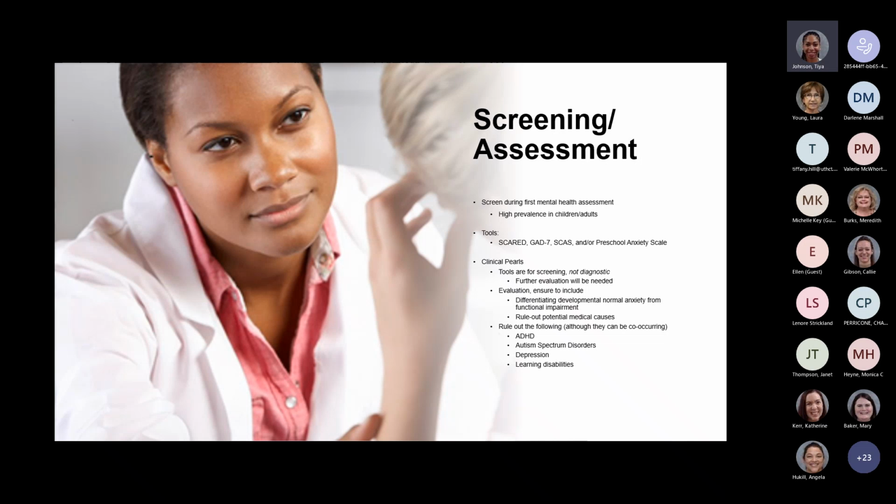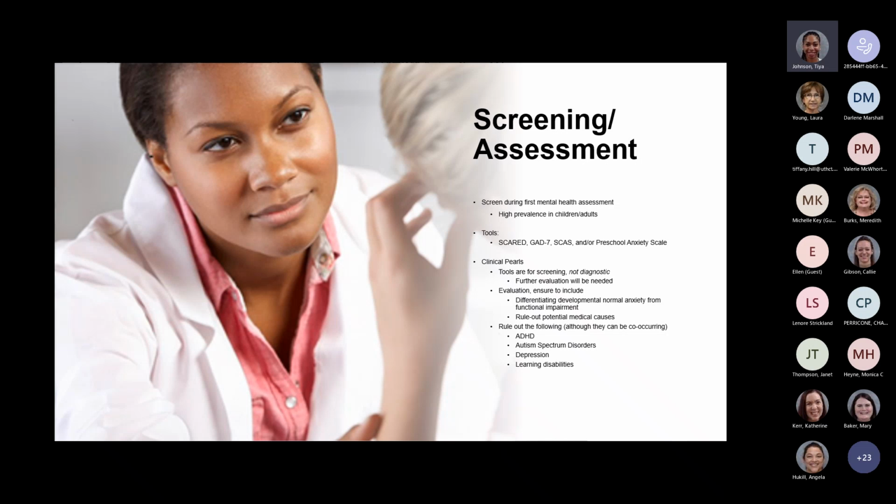Again, these tools are only for screening and are not diagnostic. So you will need to conduct a thorough evaluation to further assess the symptoms. A diagnostic evaluation will identify the following. They will identify the symptoms, the symptom combination, the symptom frequency, severity, onset, and duration, the degree of associated distress and functional impairment, developmental deviations, and physical signs.